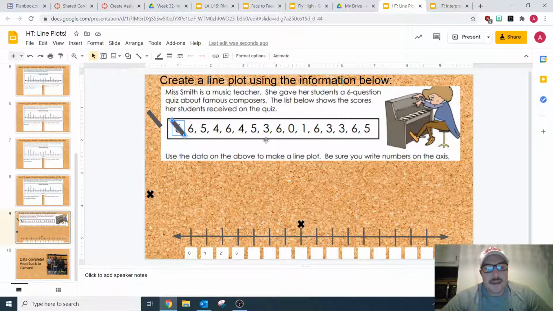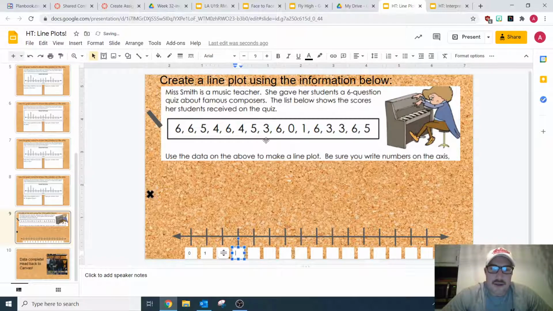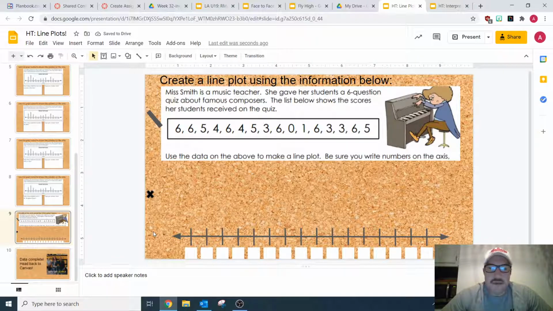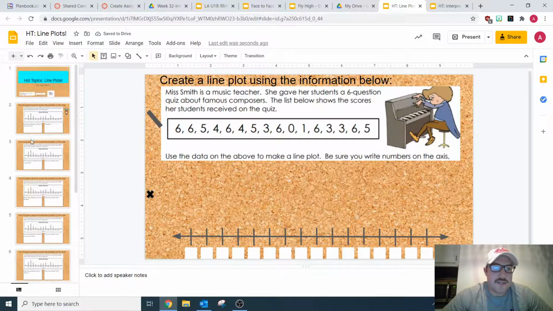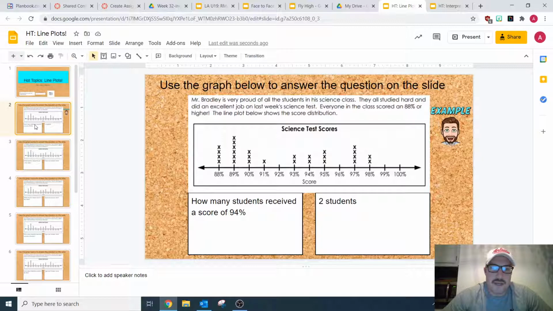We're not going to answer any questions about it because you've already interpreted a line plot, but I just want you to get some practice making your own. You're going to try that afterwards, after you've answered the questions about the science quiz.